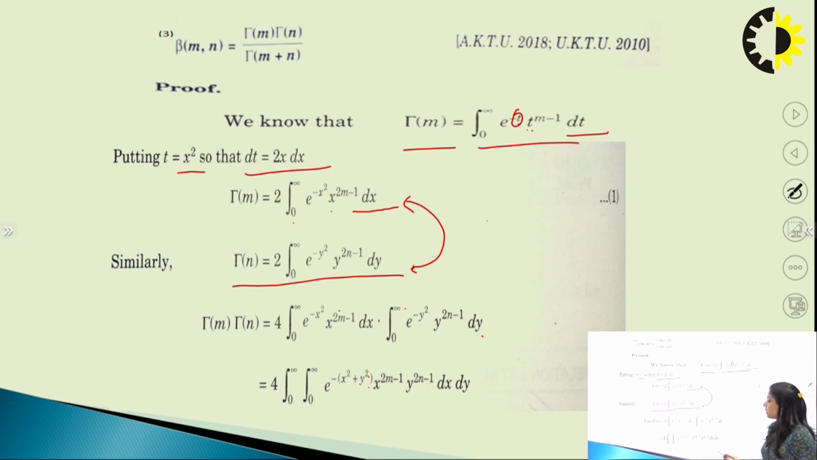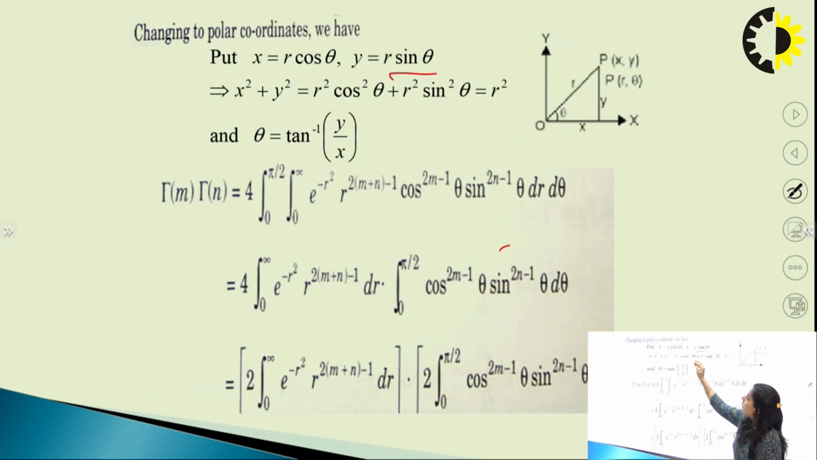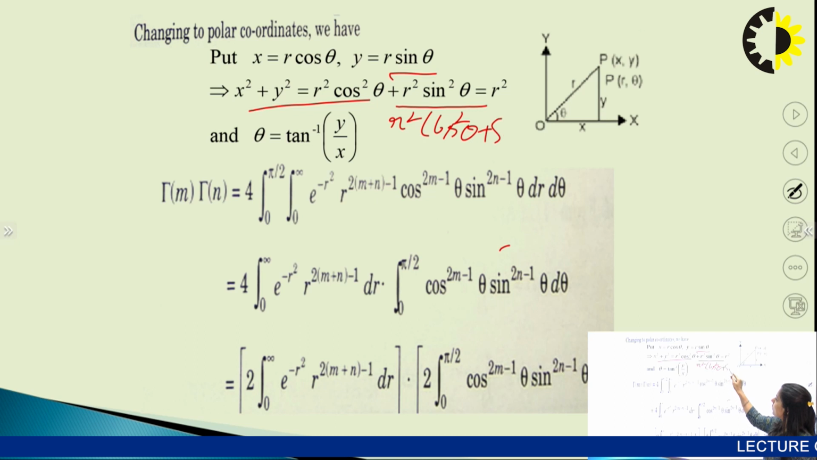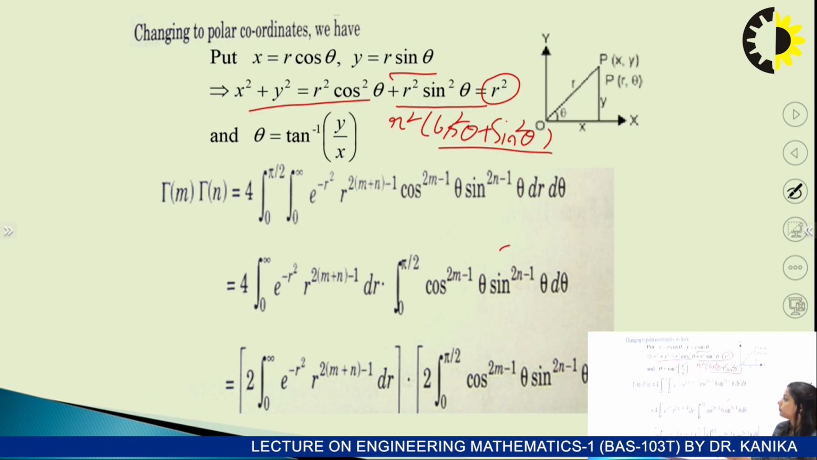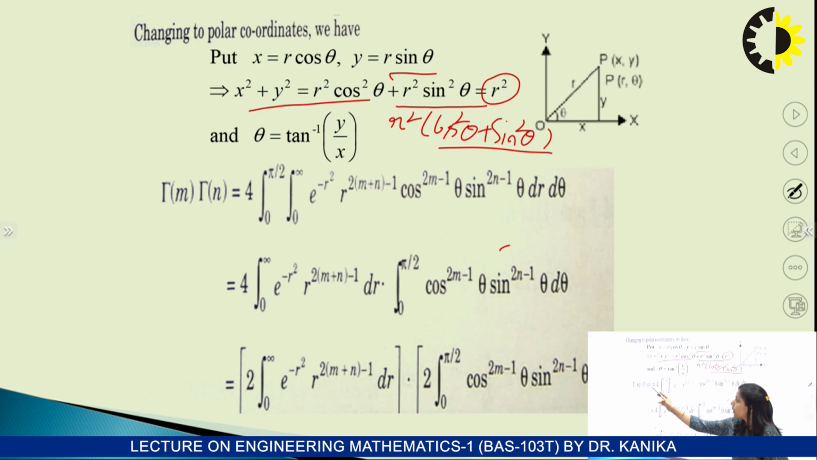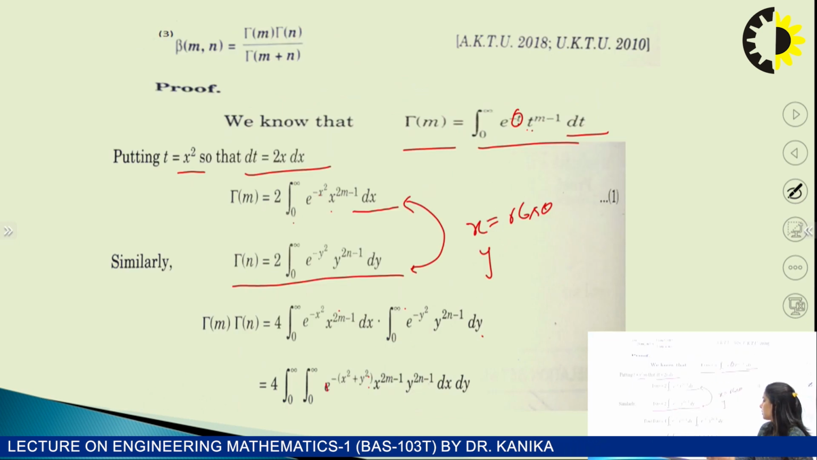Now we will convert this integration in polar form. To convert in polar form, x is equal to r cos theta, y is equal to r sin theta, and x square plus y square is equal to r square cos square theta plus r square sin square theta. Here r square is common, so r square into cos square theta plus sin square theta, and the value of cos square theta plus sin square theta is equal to 1. So x square plus y square is equal to r square, and theta is equal to tan inverse y upon x.